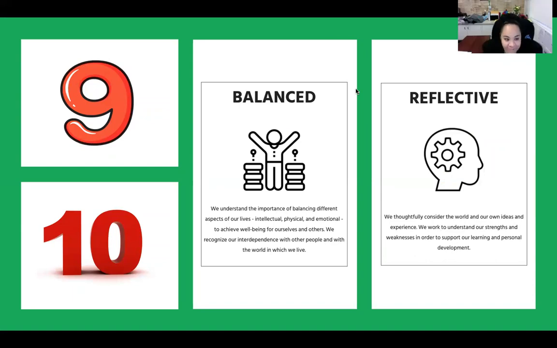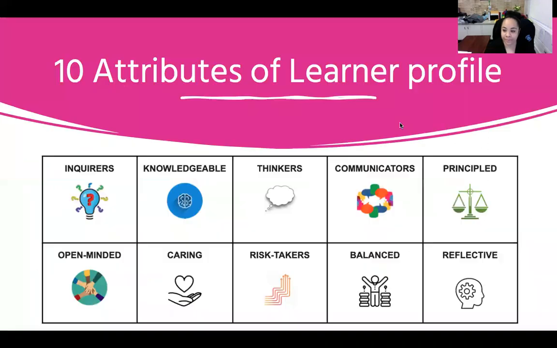Balanced and reflective. So finally, we commit to developing our students to be balanced and reflective. Balanced students will understand how they are interdependent with other people and the world. They will also value the intellectual, physical, and emotional balance of life to achieve their well-being as well as others. And for reflective, students will support their learning and experience personal development by thoughtfully considering their own ideas and the world and understanding their strengths and weaknesses.